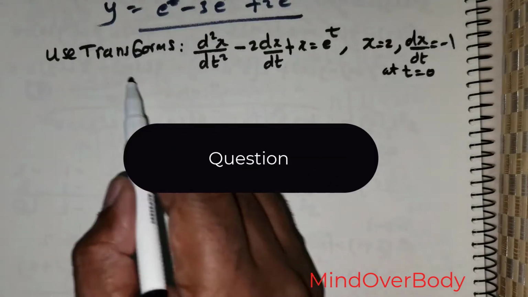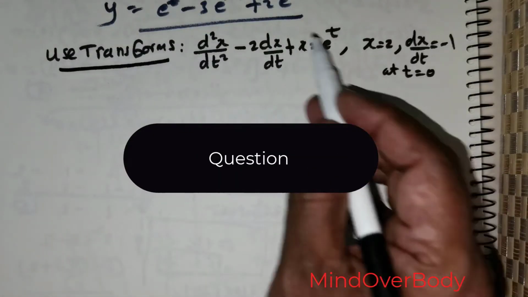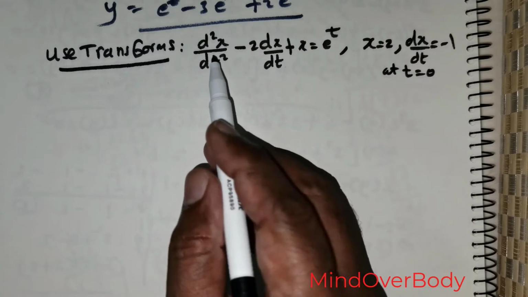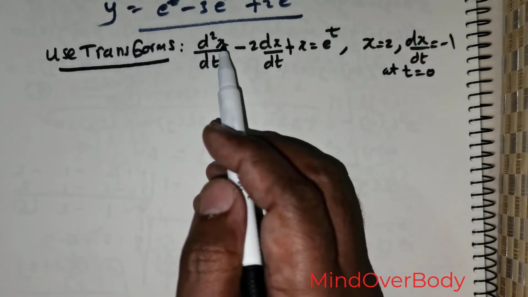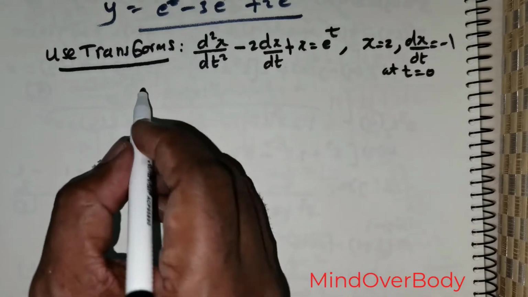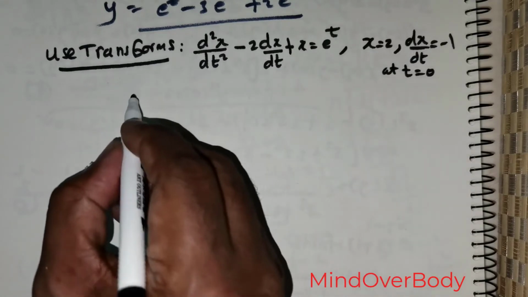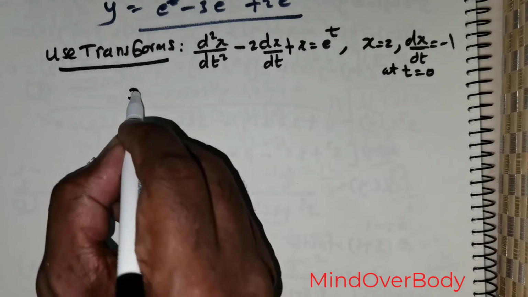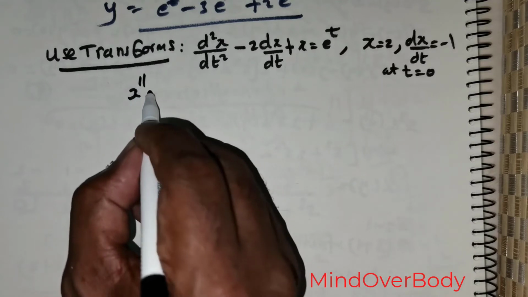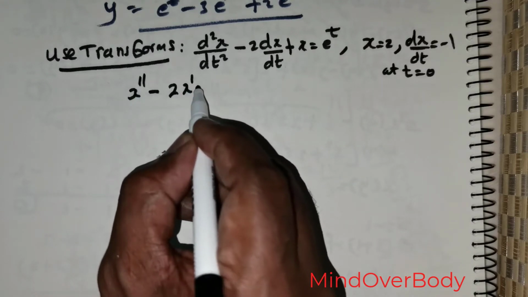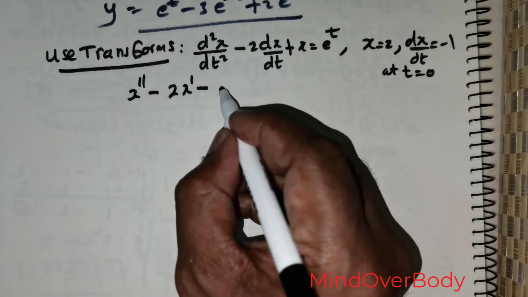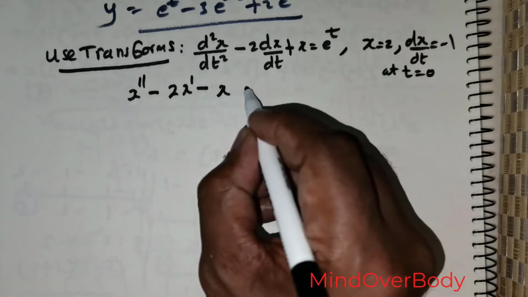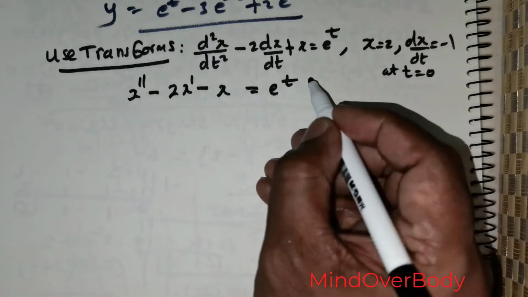Welcome, students. We've been asked to use the transforms in solving this differential equation. The only thing is that instead of the usual y, we got an x here. So what I would do is I would rewrite this in the following fashion. So I get x double dash negative 2 times x dash, and I've got a x there is equal to e raised to the power of t.